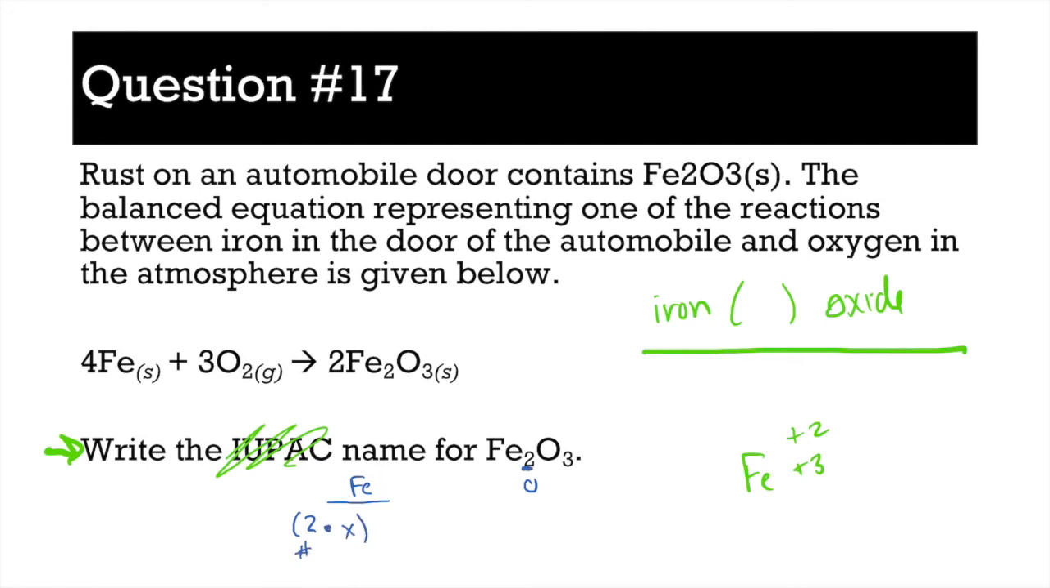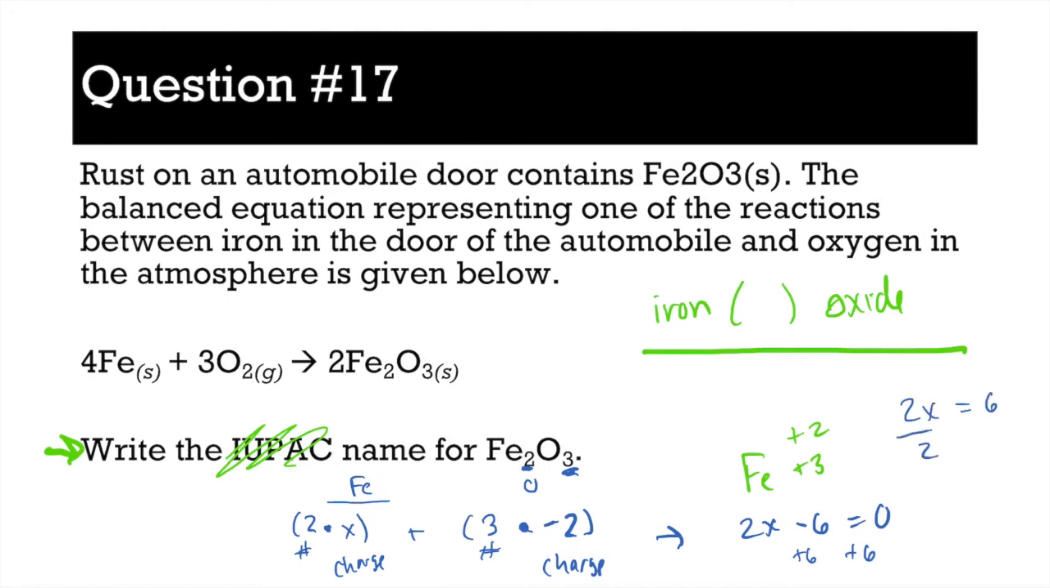We don't know the charge, we're going to leave it as X. In our formula, we have 3 oxygens. That's what this tells us. And we know oxygen is -2, so that's the charge. So if we move this over, we get 2x minus 6 equals 0. Add 6 to both sides. 2x equals 6, divided by 2, divided by 2. X equals 3. So what that x equals 3 means is that we're using the +3 version of iron. And to say that, you just do 1, 2, 3, like that.